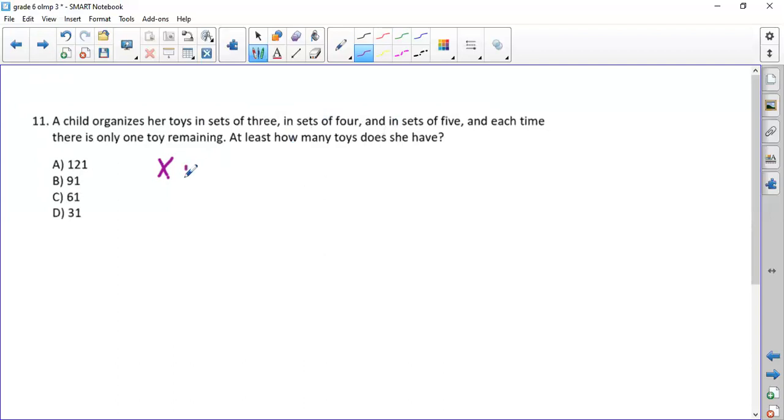What does it mean? If she groups these into sets of 3, it means this number is divided by 3. It will give me a result A, and the remainder will be 1. Same thing, this one is divided by 4. It will give me an answer B. It means four sets with B toys each, and the remainder again will be 1. And same thing for the last one: X is divided by 5. It will give me a value C, and the remainder will be 1.